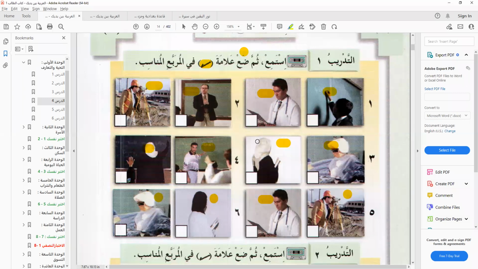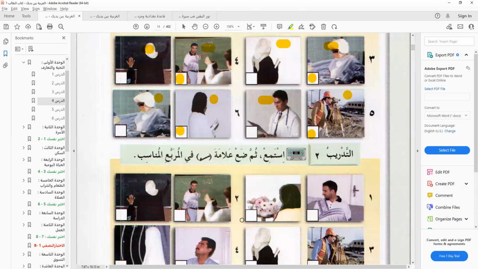Now this is simple. So the first one, I'm going to solve it so you check if you get it correctly. So the first one, Tabib. This is the correct one. Sahih. Wathani, Muhandis. هذا هو المهندس. والثالث طبيبة. هي طبيبة. الرابع مدرس. This is the correct one. الخامس مهندس. This is the correct one. السادس طالبة. هذه هي الطالبة. So you can mark yourself right or wrong.